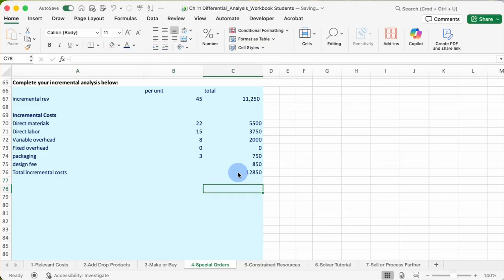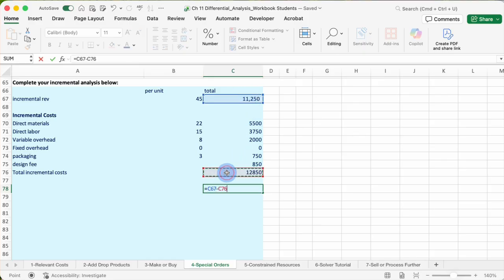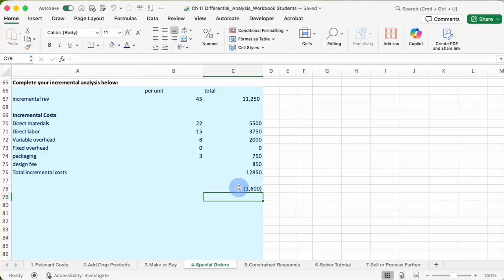And then now, if we say the incremental revenue minus the incremental cost, we see that this is a financial disadvantage of $1,600. So our decision is do not accept the special order.